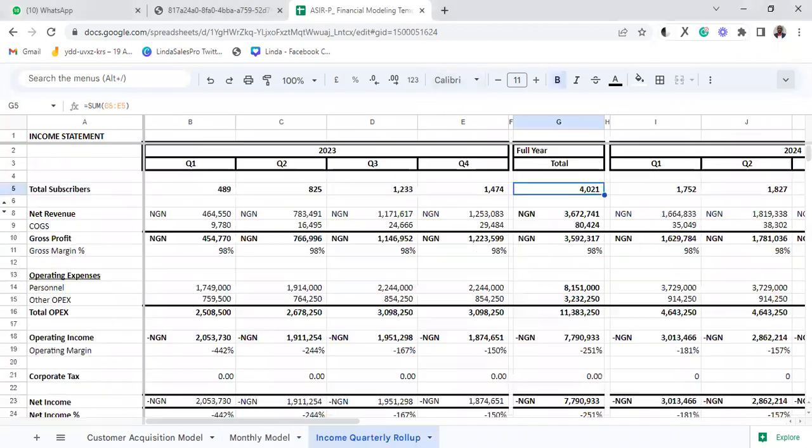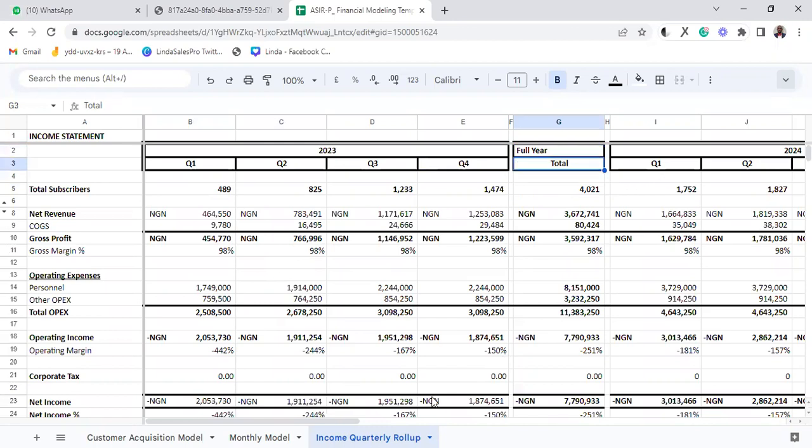So the last thing we have here will be this summary. This here is just a summary of everything you have done. Okay, so that's what this tab is. It's broken down into quarterly, quarter 1, quarter 2, quarter 3. So this is the full year.